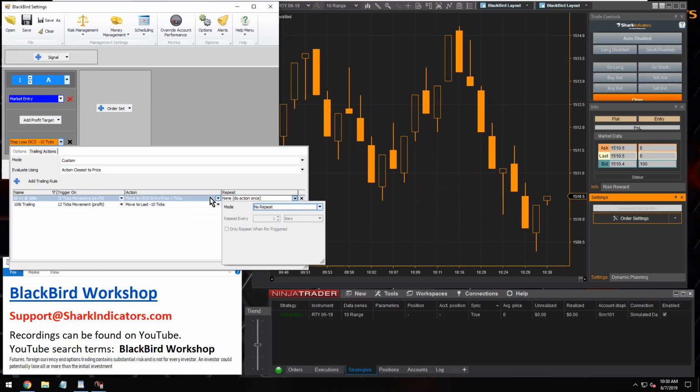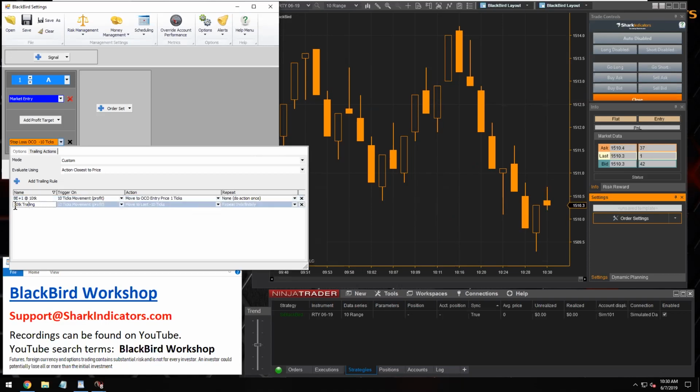You're never going to move your stop loss to break even again, right? So the repeat is set to none, because a repeat or a break even only occurs one time during the life of the trade. So once the repeat is done, we have this 10 tick trailing rule here. What this is doing, if we take a look, is we have a delay again. And the delay is now looking for 10 ticks in profit.